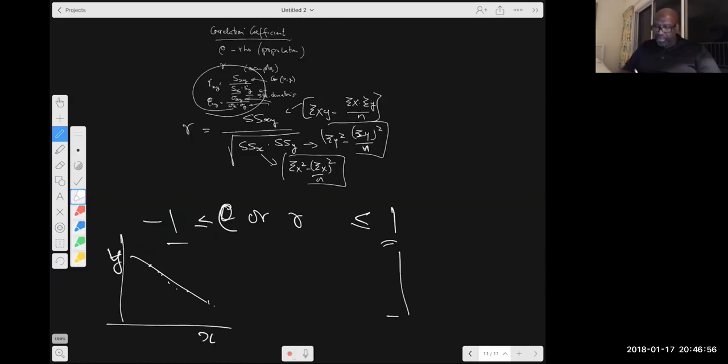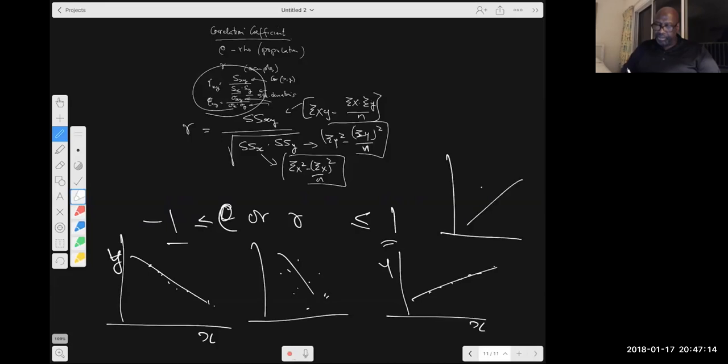In this case, that's Y, that's X. All the points would be on the line, right? But in between, you could either have something like this, or you could have something like this. It all depends, right? And so the closer you are to 0, the less strength you have in terms of a relationship. But the closer you are to -1 or +1, the stronger the relationship.